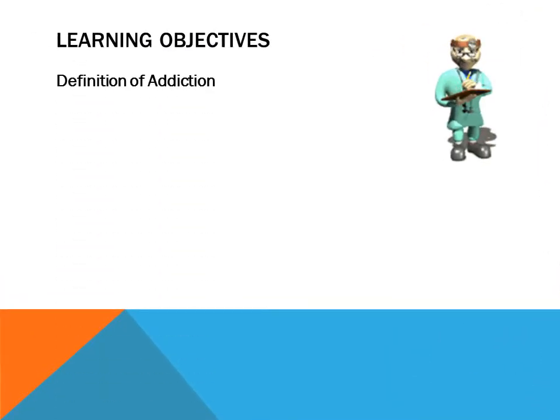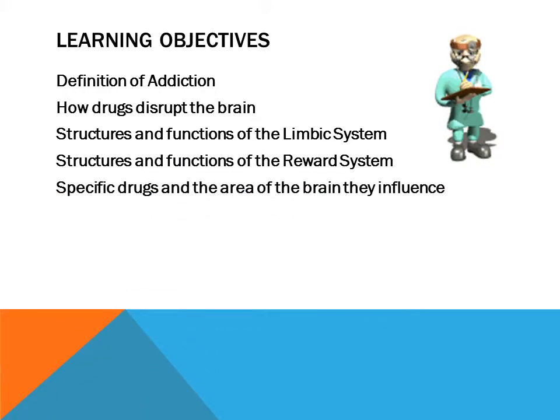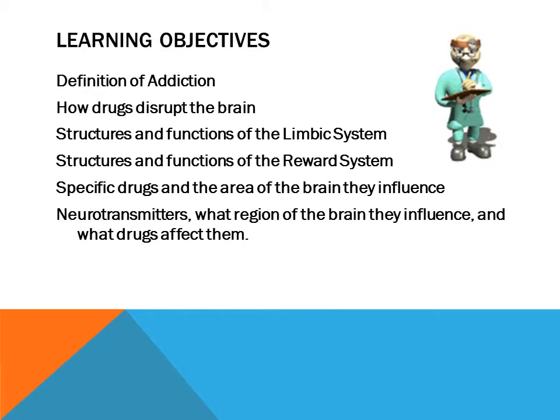Today I will be talking about the definition of addiction, how drugs disrupt the brain, structures and functions of the limbic system, structures and functions of the reward system, specific drugs and the area of the brain they influence, and lastly, neurotransmitters, what region of the brain they influence and what drugs affect them.